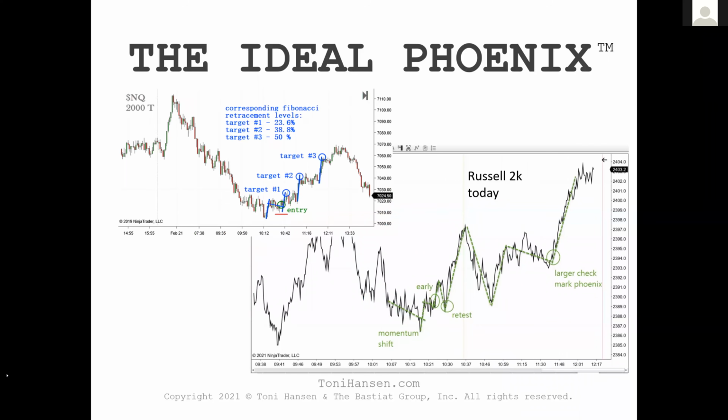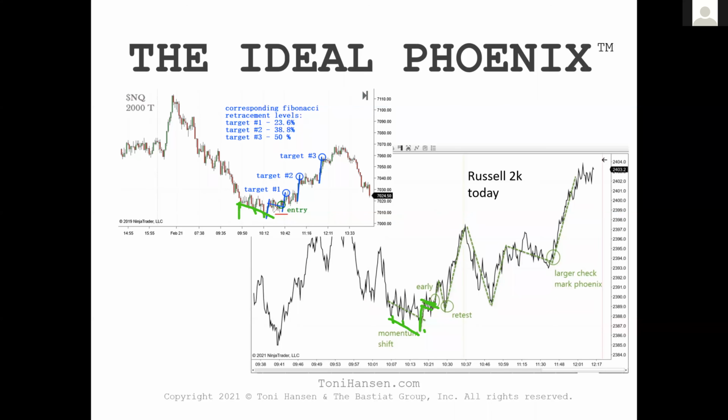Here is the Russell today. This was a trade that I took this morning, and what you'll notice is that we've got that shift with these three lows in here. We have a pop, and then we've got our little base.